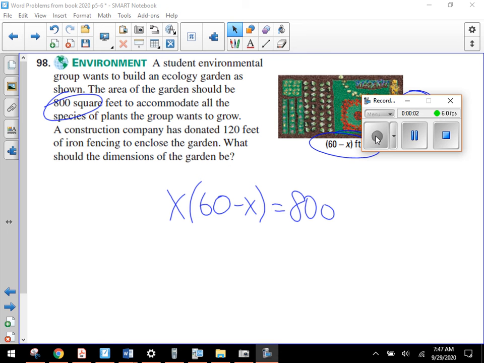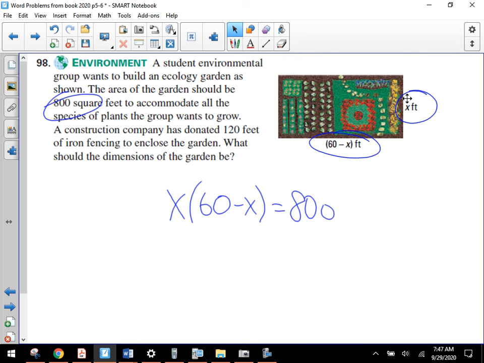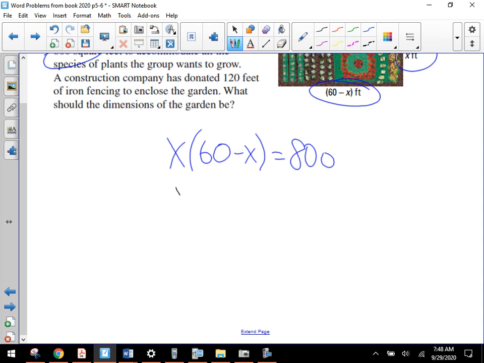All right, we'll do another one real quick here. So the other one that I want to look at, we talked a little bit about this in class. This is the one with the garden. Basically, in the diagram, they give you the dimensions of the garden and tell you what it has to equal. So this one is really, really fast. You just wind up with 60x minus x squared is 800.